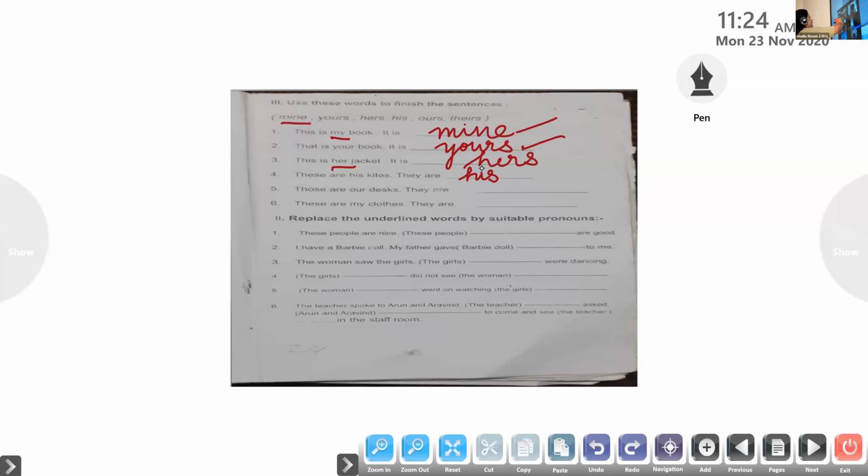Aiden Dias, come on, do the next one. Those are our desks. So they are, read the question. Those are our desks. So they are? His desk. No, it is us. Us means it belongs to your family or somebody. So it belongs to everyone. So what do we say? They are ours.